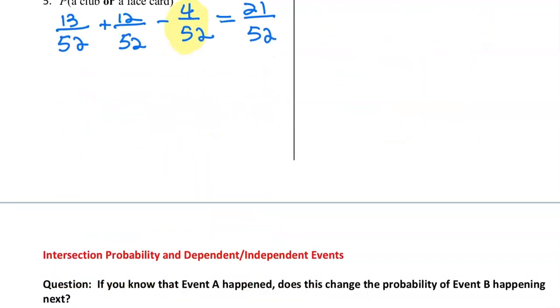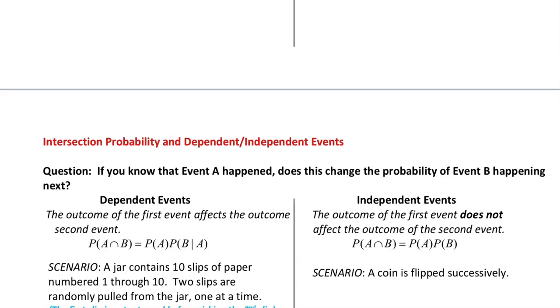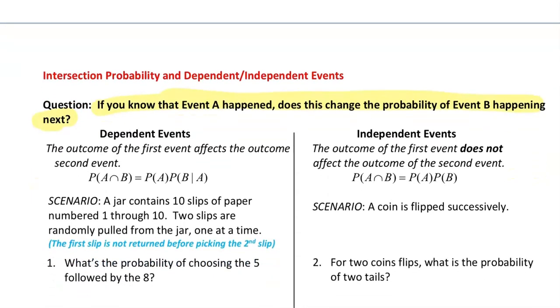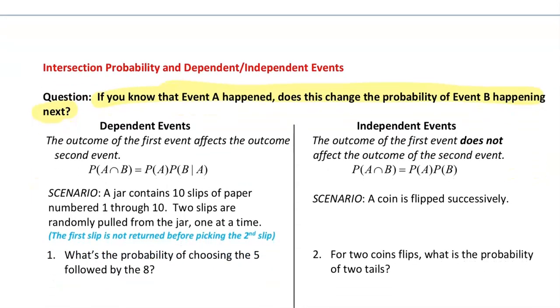Okay, so then, now you have an intersection probability and dependent and independent events. If you know that event A happened, does this change the probability of event B happening next? So these events are happening in a row. Okay? So let's look at this. The outcome of the first event, if it affects the outcome of the second event, this is your situation.